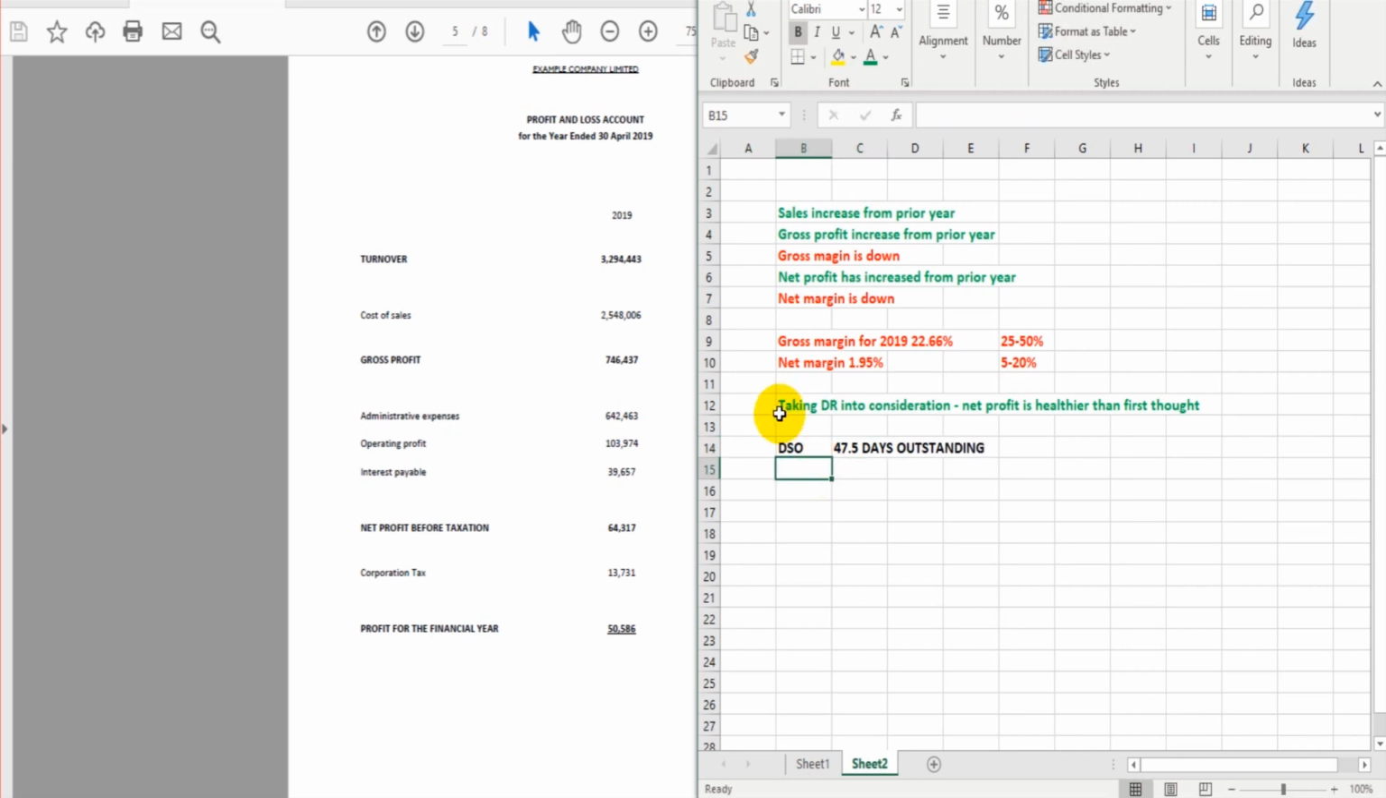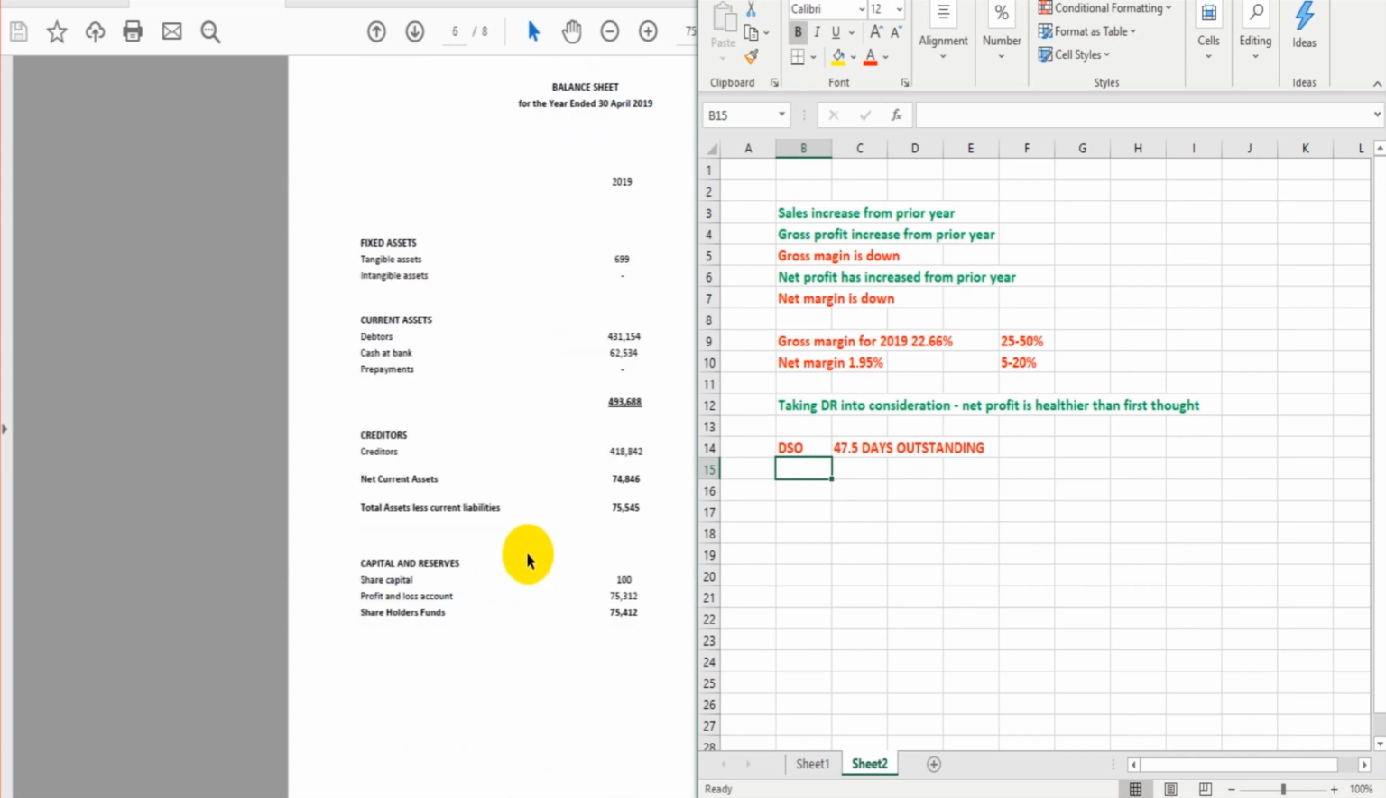Now you really want 30 days roundabout outstanding. Anything more than that is considered negative, and obviously the higher this figure is, the more negative that's going to be. I can understand 35 days, perhaps even 40 days, but we're nearing 50 days here outstanding. That's not a good sign. Let's go back down to the balance sheet.